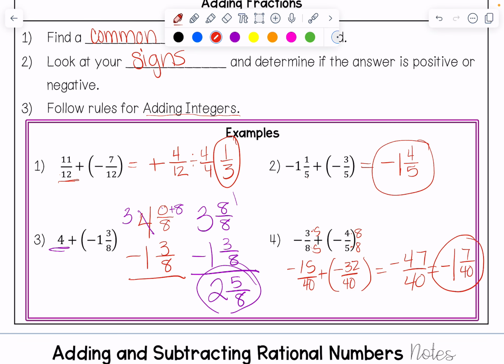So that's a little bit for adding those positive and negative fractions and mixed numbers.